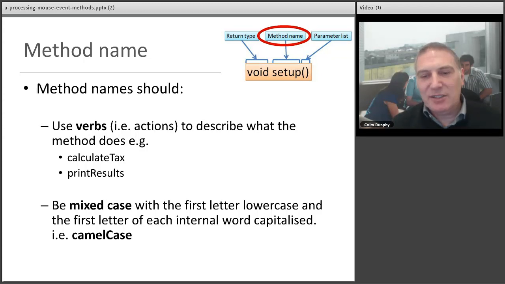Okay, thanks for that. Thanks for your input. Method names, again, should use verbs and be mixed case with the first letter lowercase and the first letter of each internal word capitalized, and we refer to that as camel case.